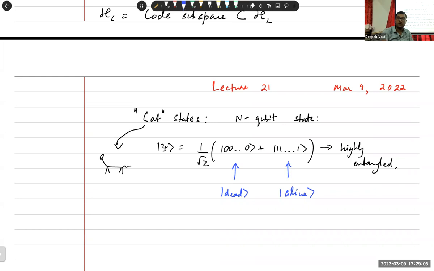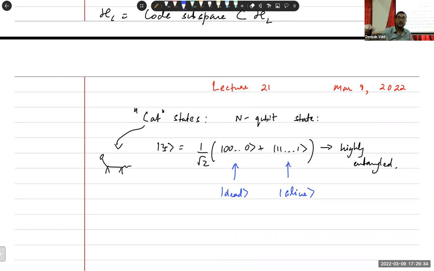So you want to perform measurements, but you want to perform them in a way that your quantum state, or at least the quantum information that you want, is left undisturbed. And you can do that using these operators. So these are projection operators.